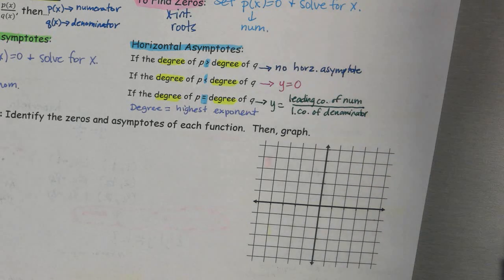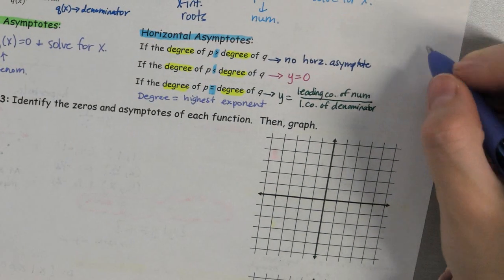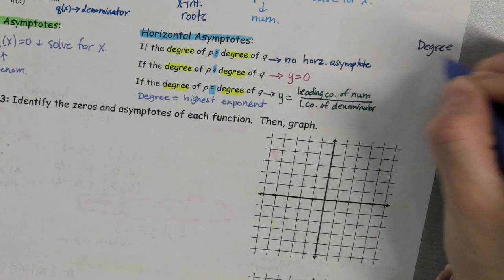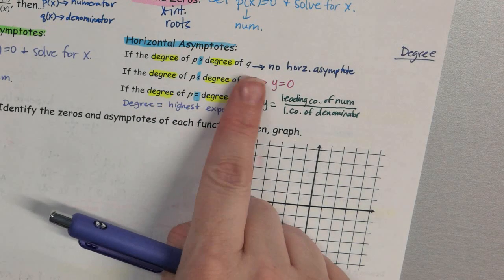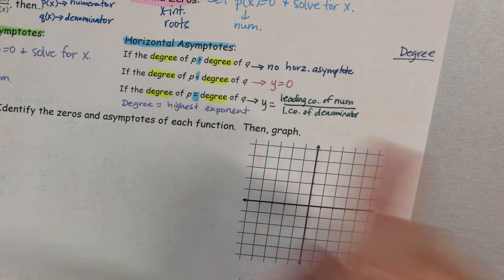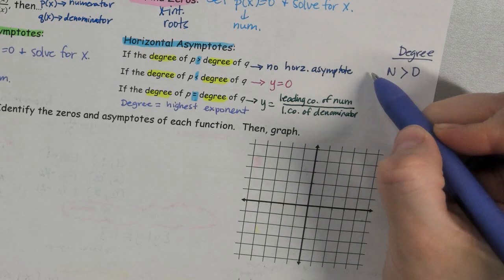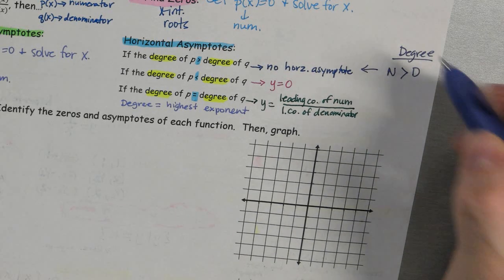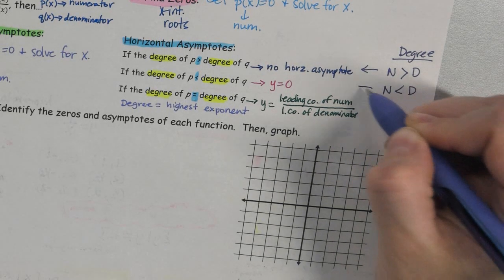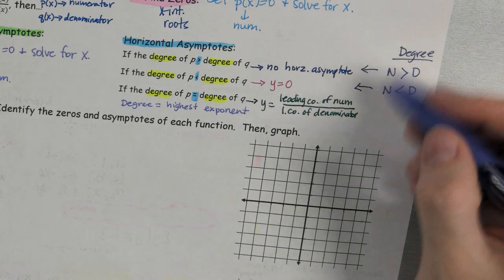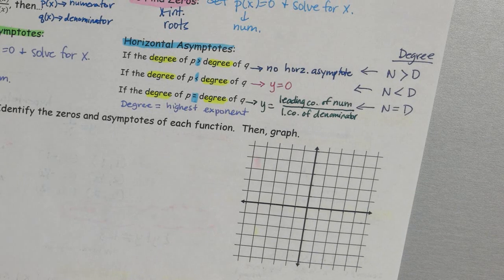And then we're going to put a little quick chart over here to help you with that. Like I said, this is exactly what you'll see in your textbook. Basically, you're comparing the degrees. When it says P and Q, it means numerator and denominator. If the degree of the numerator is greater than that of the denominator, no horizontal asymptote. If the degree of the numerator is less than the denominator, then y equals 0. And if they are equal, that's when you do the leading coefficient over the leading coefficient.